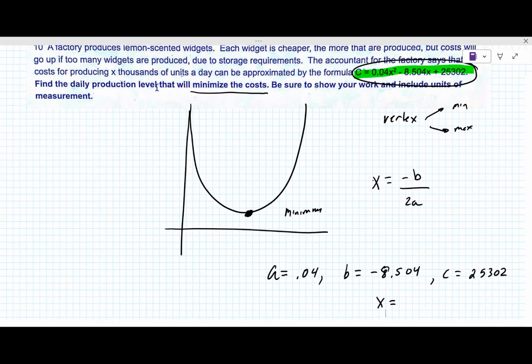Did you use the Desmos? Yes. Okay. You put in the numerator minus parentheses minus 8.504. Oh, and I then made a mistake. I found it. Hold on. And then 2 times 0.04 on the bottom.